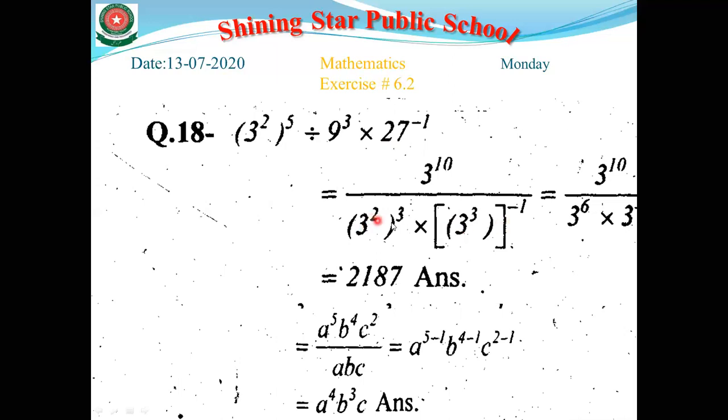Now 3 multiply 2, 6. 3 multiply minus 1, minus 3. Okay. Now you can write 3 power 10. When we take the 3 multiply 3, it becomes 3 power 3 because 6 minus 3, 3. And 3 power 7. When you take the 3 power 7, it becomes 2187. Okay ji?